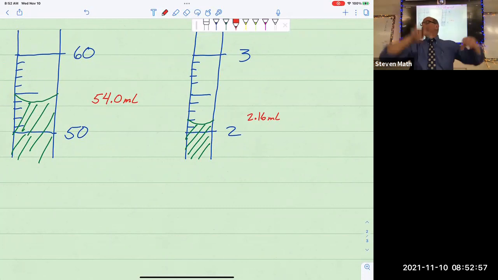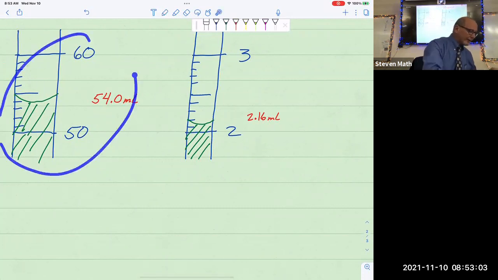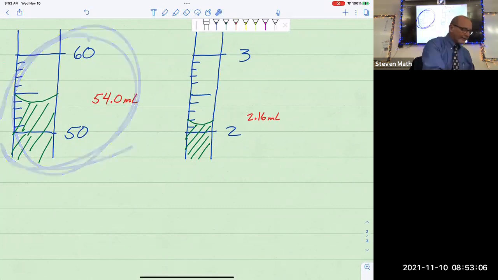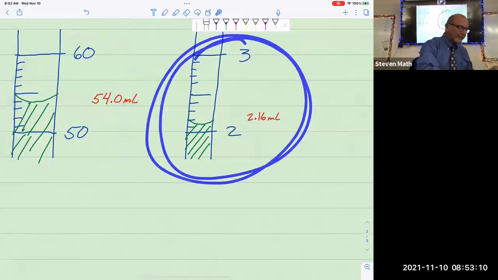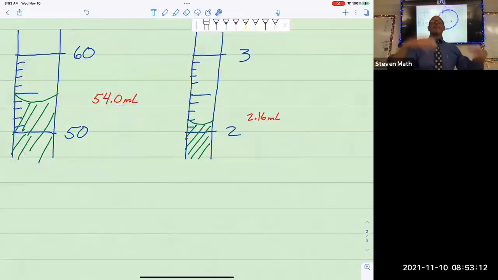And those are the two volume situations that you guys should be in. So here it's graduated on the left to the milliliter, so we get to estimate a tenth. On the right, it's graduated to the tenth of a milliliter, so we get to estimate the hundredth.